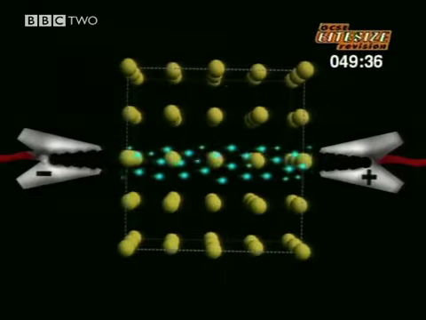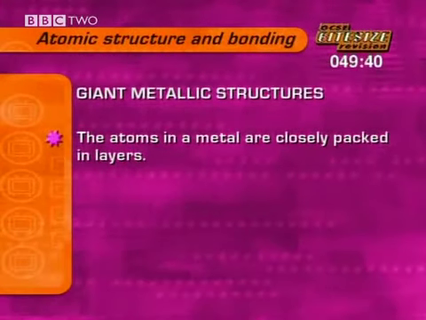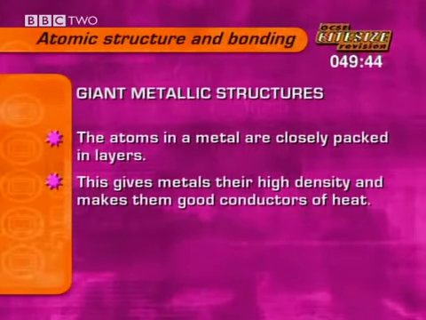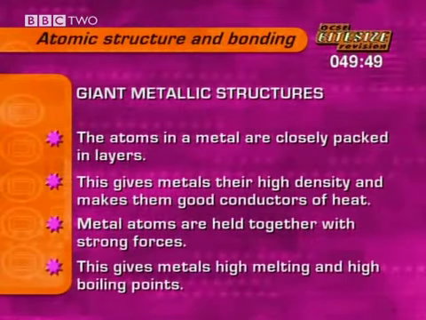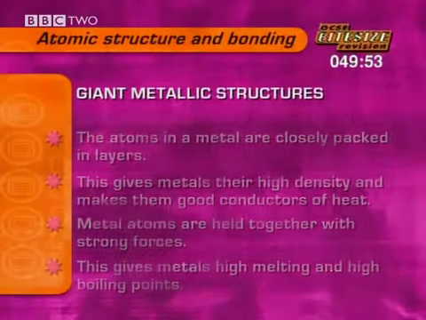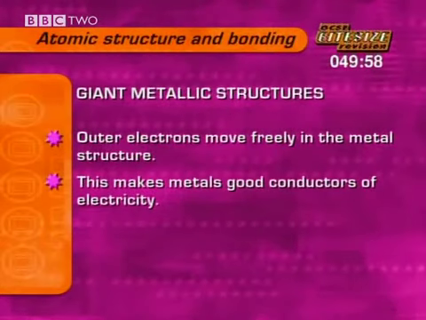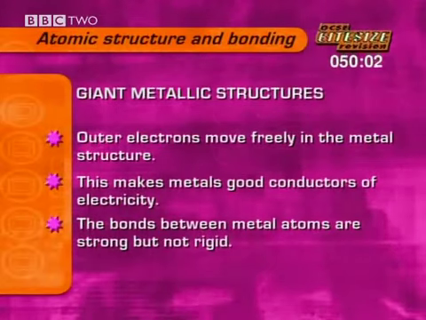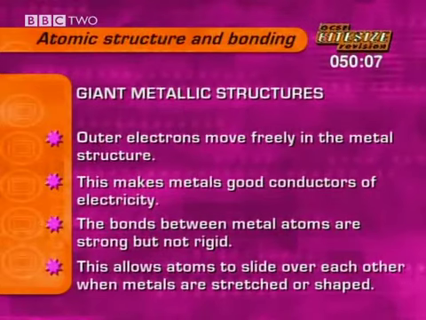To summarise, metal atoms are closely packed and arranged in layers. This gives metals their high density and also makes them good conductors of heat. Metal atoms are held together with strong forces, which gives metals high melting and boiling points. Outer electrons move freely in the metal structure, making metals good conductors of electricity. The bonds between metal atoms are strong, but not rigid, which allows them to slide over each other when metals are stretched or shaped.